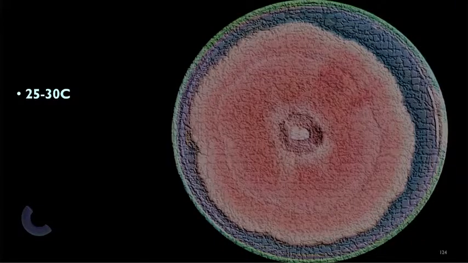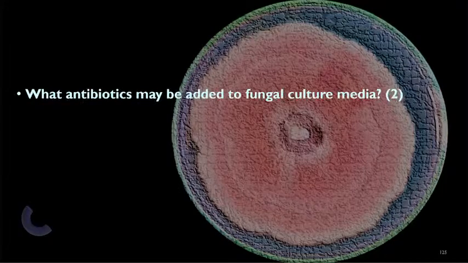In the Philippines, the temperature of the laboratories is consistently 25 to 30 degrees Celsius, so we just put the fungal cultures in the biosafety cabinet. And then when I came here, oh, there really is a room temp incubator. It's just like any other incubator, but the temperature range is controlled at 20 to 30 degrees Celsius. Okay? Clear? Okay, now, let's talk about the antibiotics that may be added in culture media.